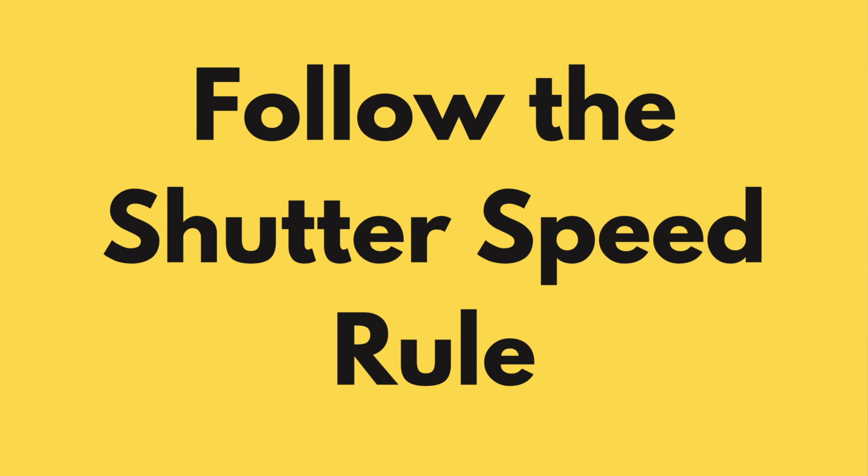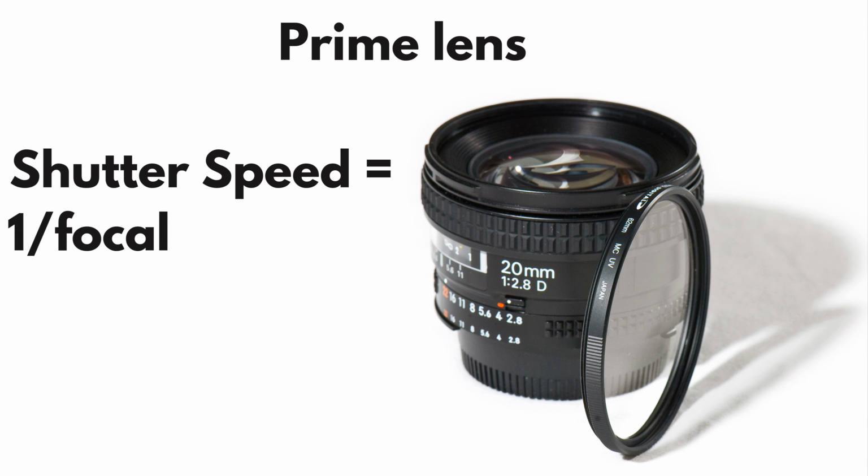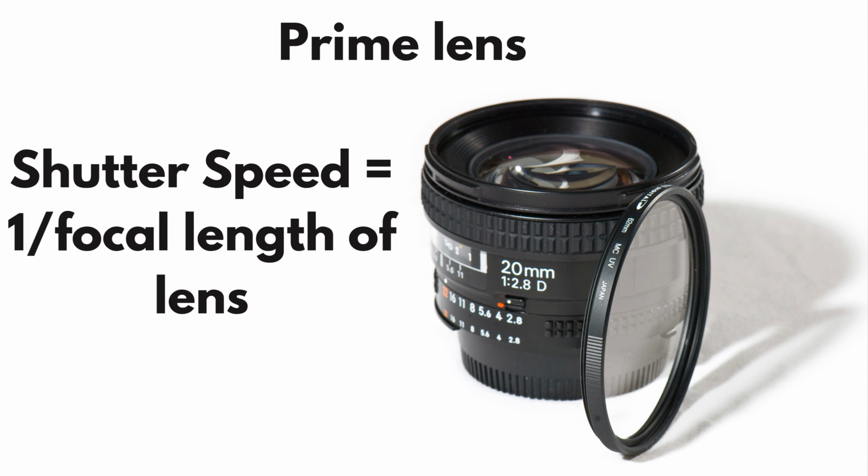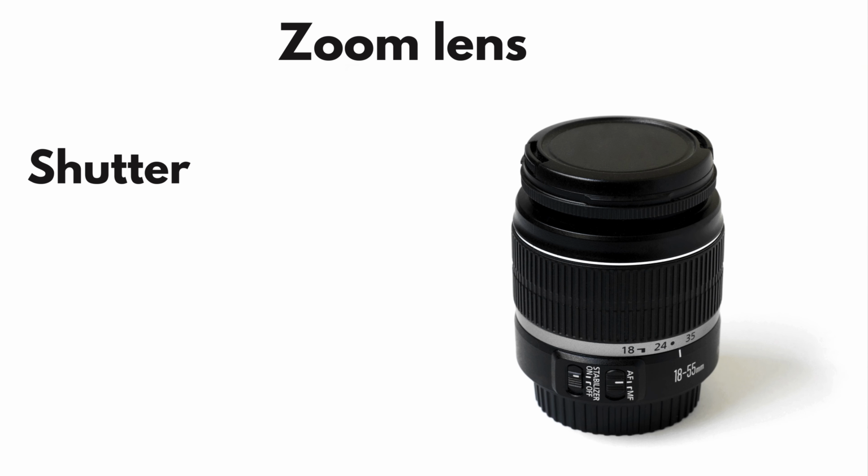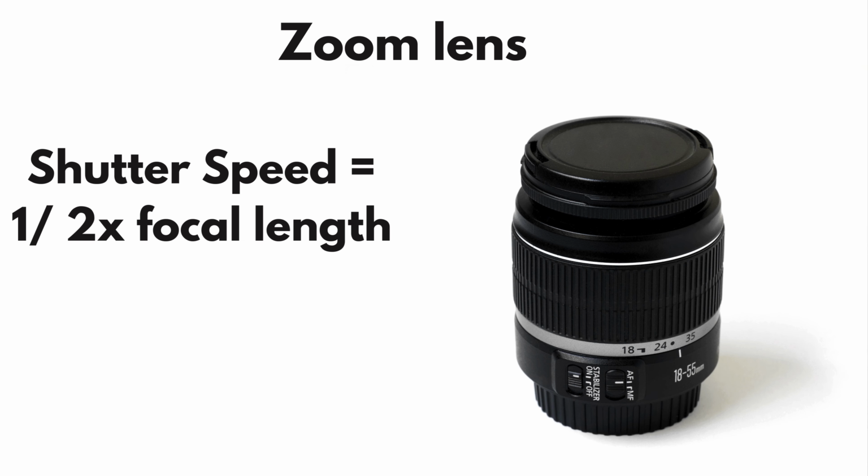Now if you have followed all these three things and you still get some blur, it's time to use the shutter speed rule. The shutter speed rule states that if you're using a prime lens, your shutter speed should be a minimum of 1 over your focal length. And if you're using a zoom lens, then it should be a minimum of 1 over double of your focal length. So for example, if you're shooting with a 50 mm prime, then your shutter speed should be a minimum of 1 over 50.